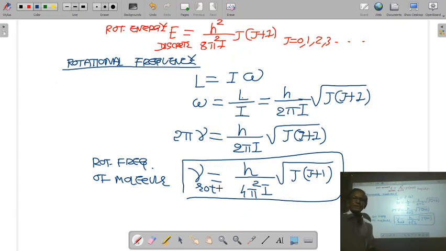So from this calculation we have studied that the molecule has discrete rotational energy, which is h square upon 8 pi square I into J into J plus 1. The molecule has discrete values of angular momentum, h upon 2 pi under root J into J plus 1, and the molecule has discrete values of rotational frequency given by the equation h upon 4 pi square I under root J into J plus 1.